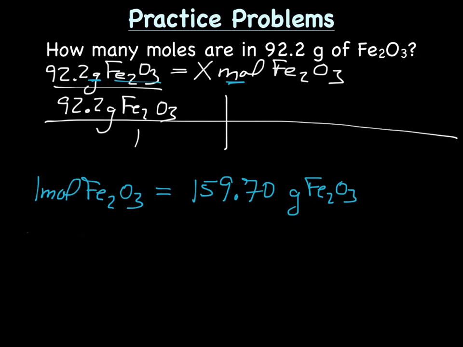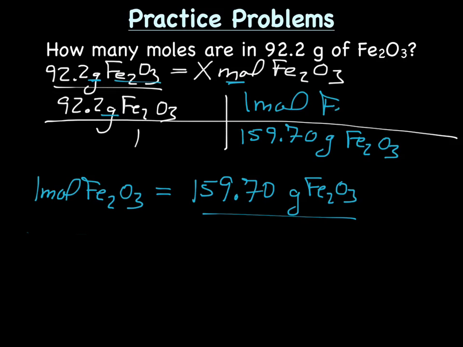Now we need to take our equality and put it in the grid, putting 1/2 of it on the bottom, 1/2 at the top. Because I have grams at the top, I want to put grams at the bottom. So I have 159.70 grams of Fe2O3 on the bottom and 1 mole of Fe2O3 on the top. Now let's check to make sure we set things up right.